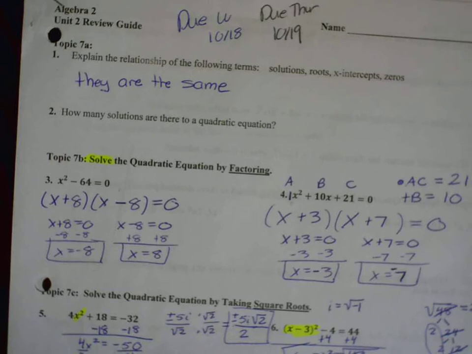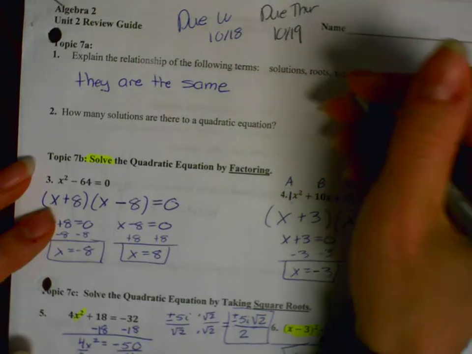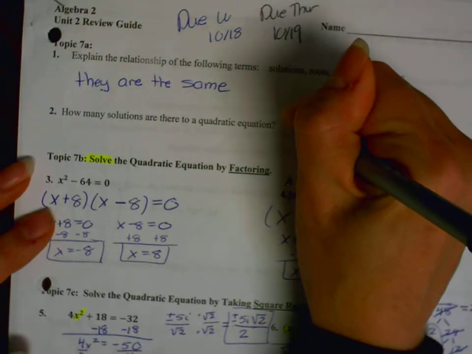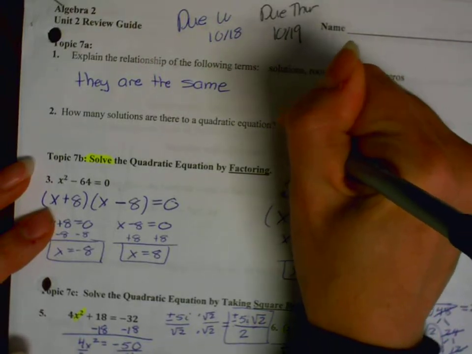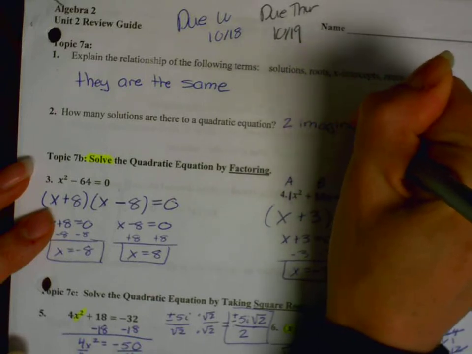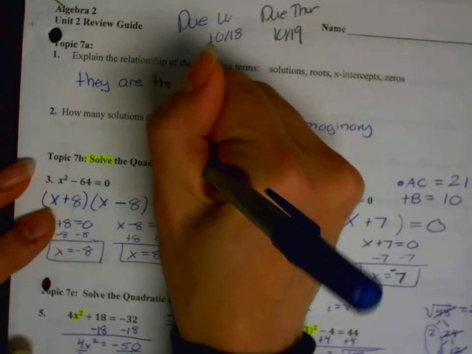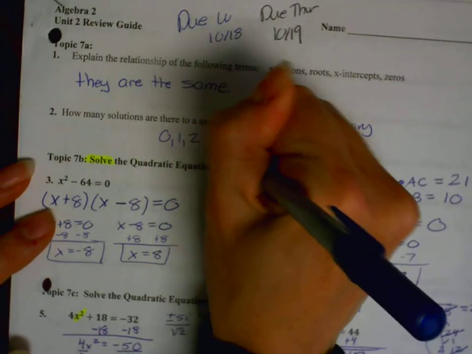How many solutions are there to a quadratic equation? So quadratic means it's got an x squared term. That means I could have either 2 imaginary or 0, 1, or 2 real solutions.